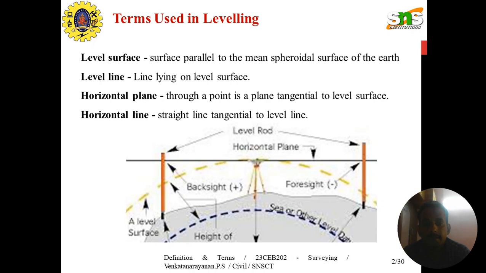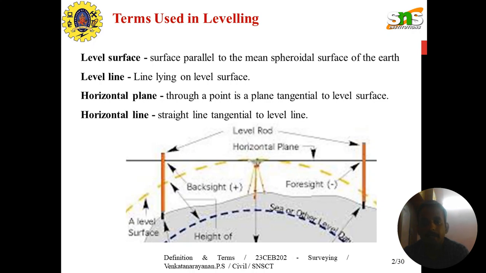So the first thing is the level surface. A level surface is a surface which is parallel to the spherical surface of the earth, present at a particular distance above the surface of the earth. So the level surface is also considered to be a point on benchmark. Next is level line. It is a line lying on the level surface.